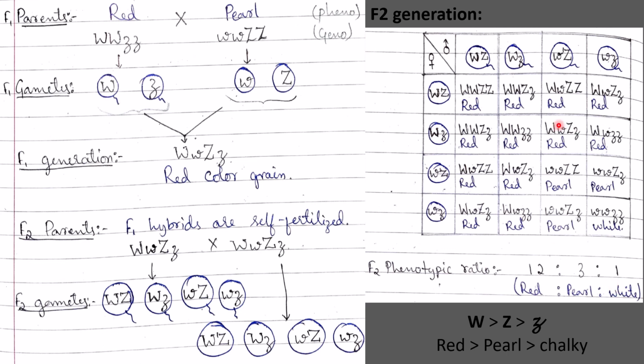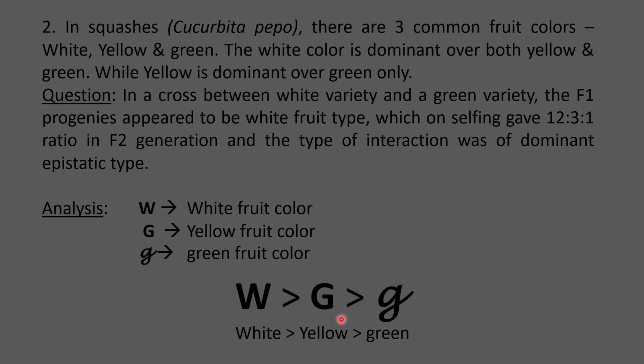So this is the combination or the phenotypic nature of the F2 generation hybrids. So this is the most important thing, the phenotypic ratio of dominant epistasis. So 12:3:1 is the ultimate F2 phenotypic ratio here. And this is the second example.